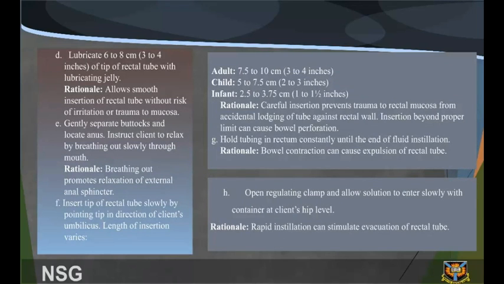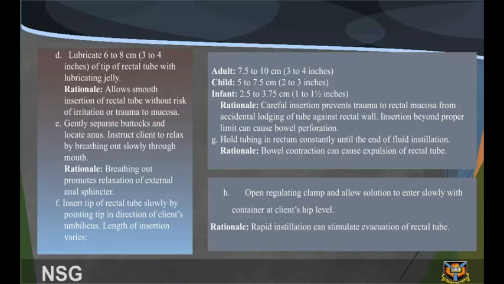Lubricate 6 to 8 cm of the tip of the rectal tube with lubricating jelly. This allows smooth insertion of the rectal tube without the risk of irritation or trauma to the mucosa. Gently separate the buttocks and locate the anus. Instruct clients to relax by breathing out slowly through the mouth. Breathing out promotes relaxation of the external anal sphincter.